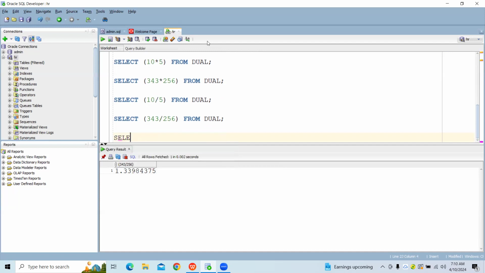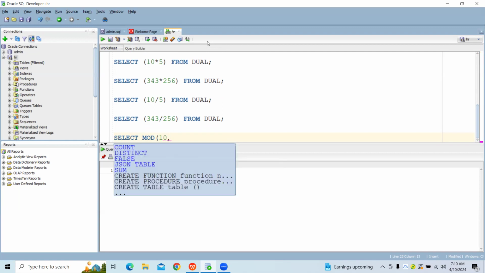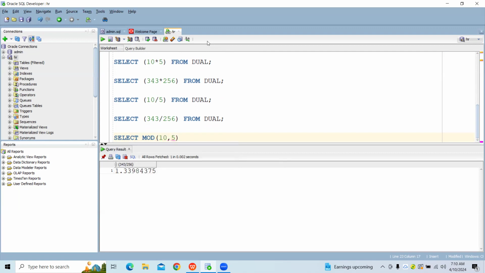So here I'm writing my query starting with a select keyword. After that, I have mentioned mod. After that, I have opened the parenthesis. In the place of A, I have mentioned 10, comma. In the place of B, I have mentioned 5. After mentioning both the numbers, I have mentioned from clause, given the table name as dual, and then I have terminated the query with a semicolon.